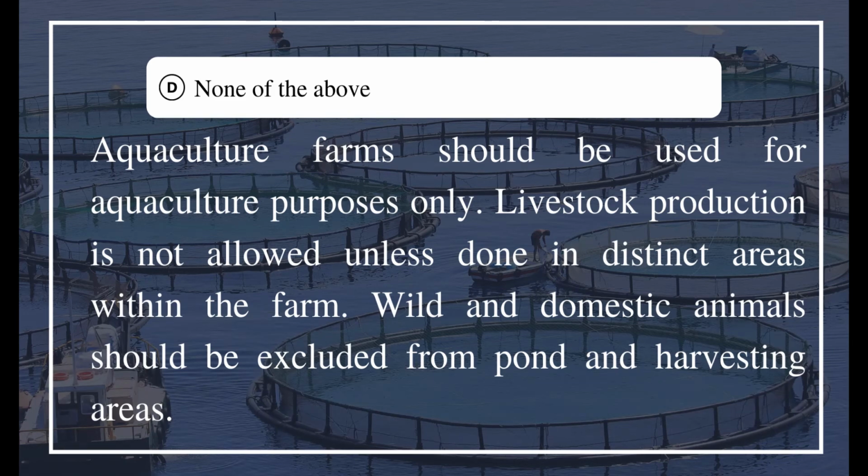Aquaculture farms should be used for aquaculture purposes only. Livestock production is not allowed unless done in distinct areas within the farm. Wild and domestic animals should be excluded from pond and harvesting areas.